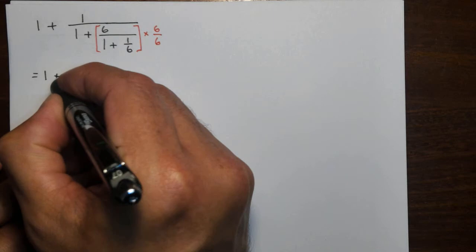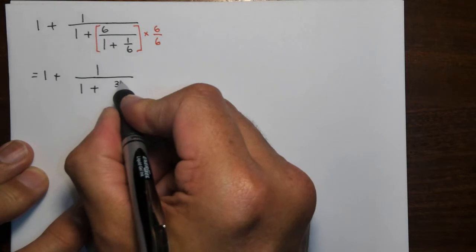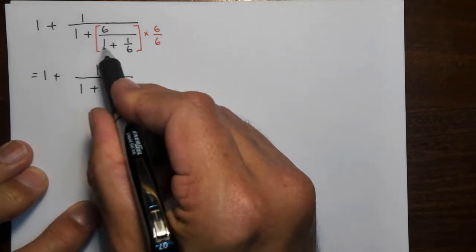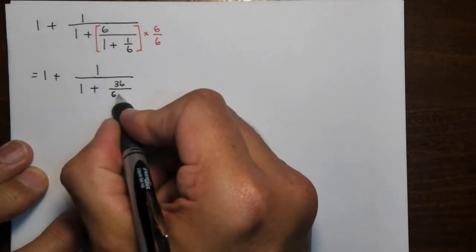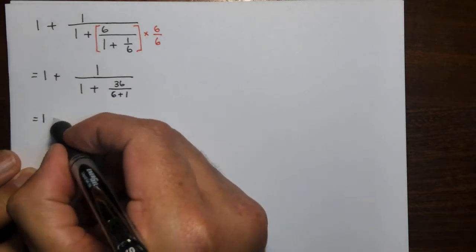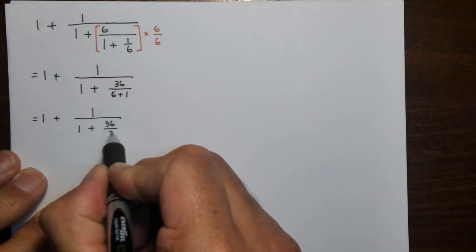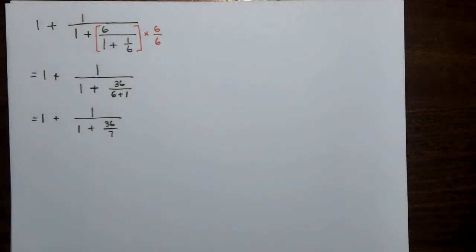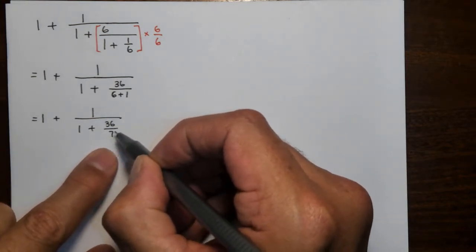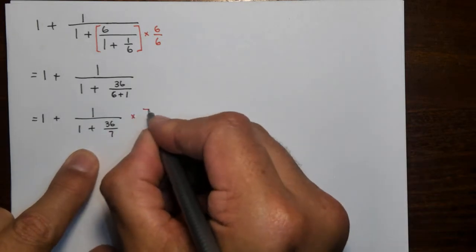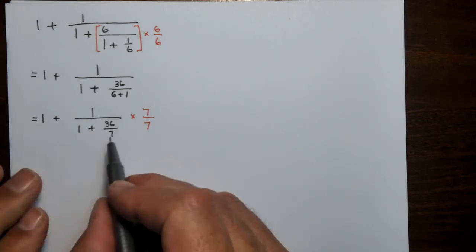We still have 1 plus 1 over 1 plus. Now 6 times 6 is 36. Careful now. 6 times 1 is 6, plus this, that cancels, so you have 6 plus 1, and this leaves us with 1 plus 1 over 1 plus 36 over 7. Now again, I still have a complex fraction. I need to get rid of this 7 denominator here. So if I multiply the top with a 7 and the denominator of the big fraction with a 7, it takes care of this 7.